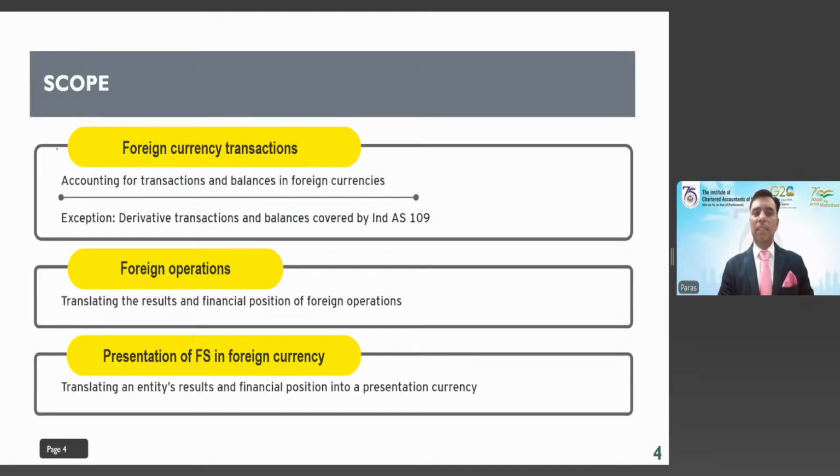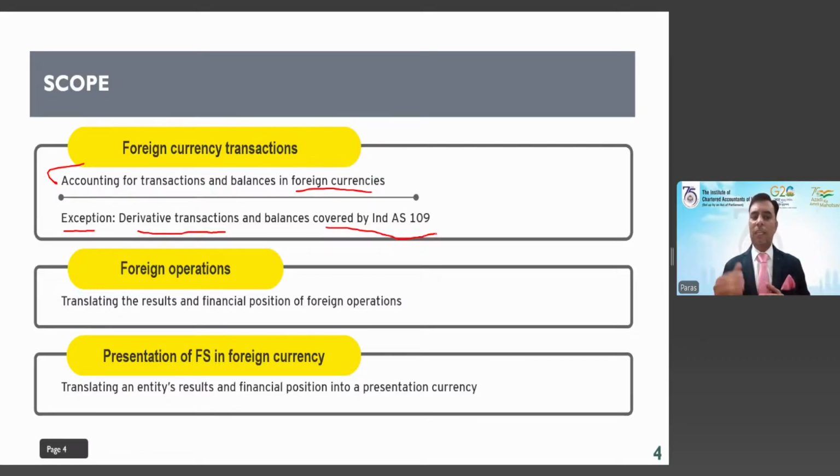So if you talk about the scope, as I said, we need to understand the accounting for transactions and balances in foreign currencies. Because if you have entered into a contract in foreign currency, you need to translate that foreign currency into functional currency. But there is one exception here. Ind AS 21 does not cover the derivative transactions and balances which are covered under Ind AS 109. So for derivative transactions, we are having a separate standard, as we all know that is Ind AS 109. Therefore, derivative transactions does not fall under the purview of Ind AS 21.